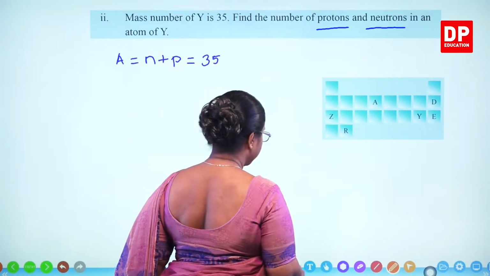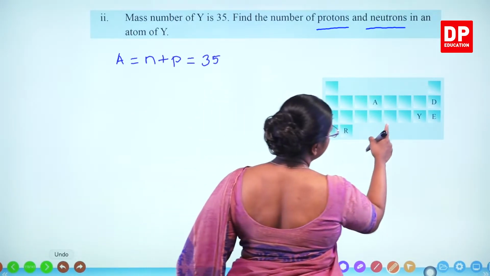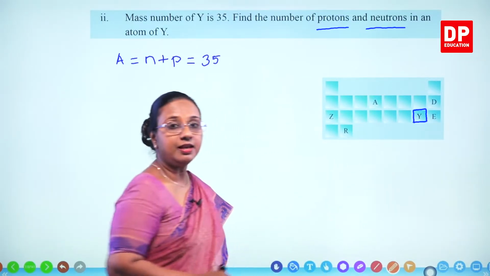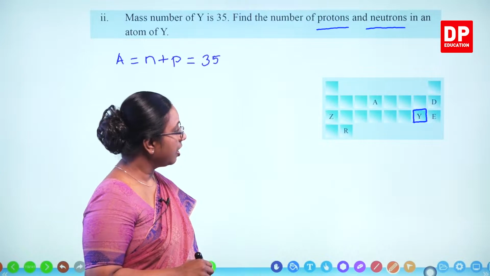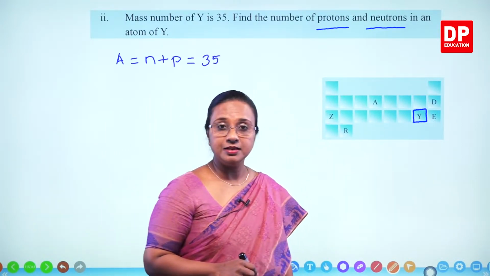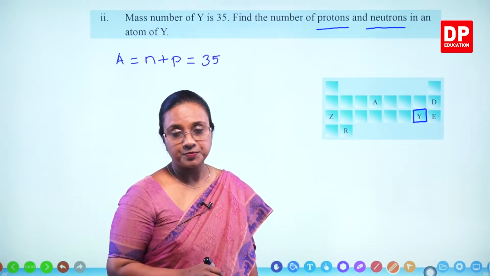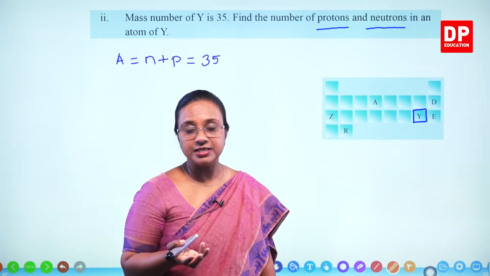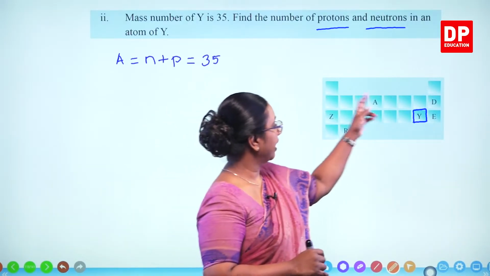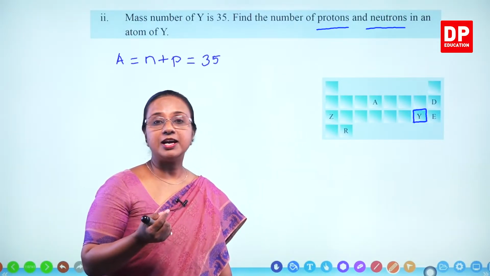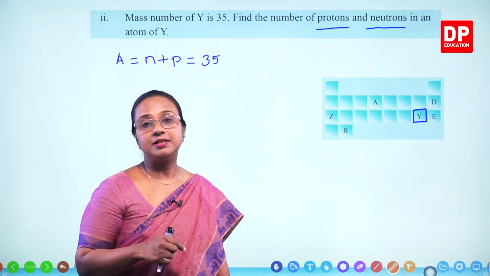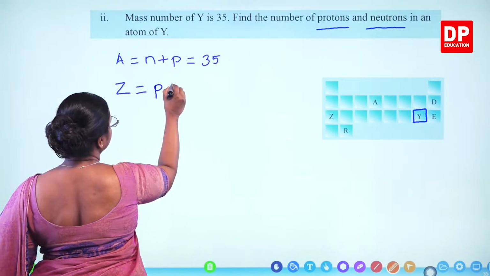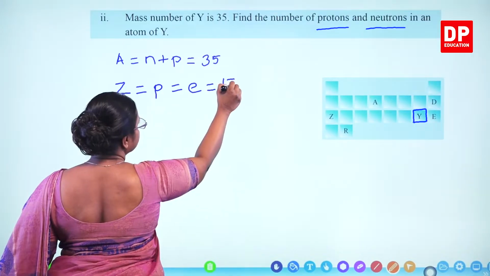So to do that, we need to know the atomic number. Since we have the periodic table given to us, we can identify the position of Y. Here, Y is here. You can directly count the position starting from 1, or you know Y is in group 7, period 3. So it has to be chlorine. We have already identified it. And the atomic number of chlorine is 17. Either you can count it up to 17, or since we have identified the element, you can remember the atomic number as 17. So Z is atomic number, that is equal to protons and electrons, and that is 17.